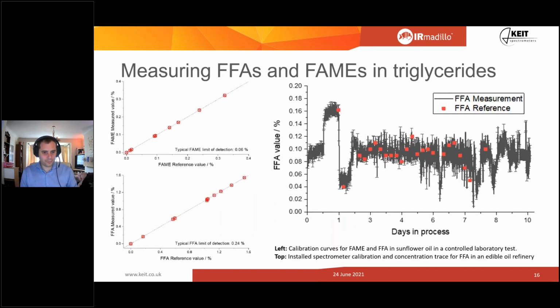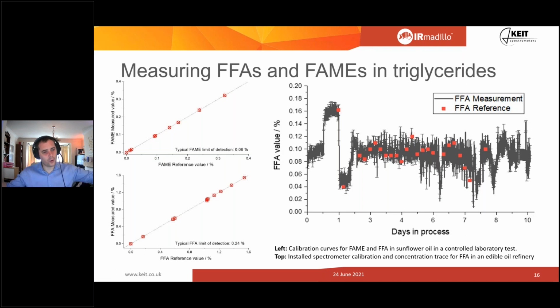Here's some more examples. On the top left, this is a lab calibration of fatty acid methyl ester in sunflower oil. This actually comes from the spectra I just showed you. And these are examples. This is a calibration where the limit of detection, which is the root mean squared error of a cross-validated model, RMSECV, if you've heard of that expression before, it basically means what's the performance, what's the average error. And in this particular case, and the number does depend on the actual process you're using, but in this case it was 0.06.